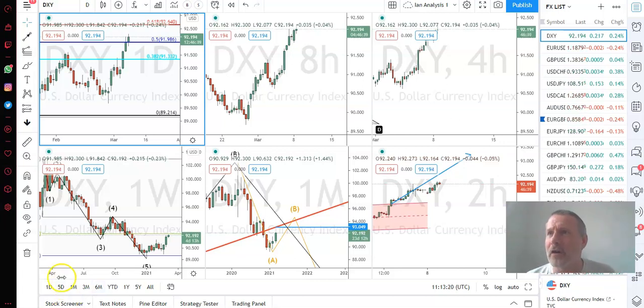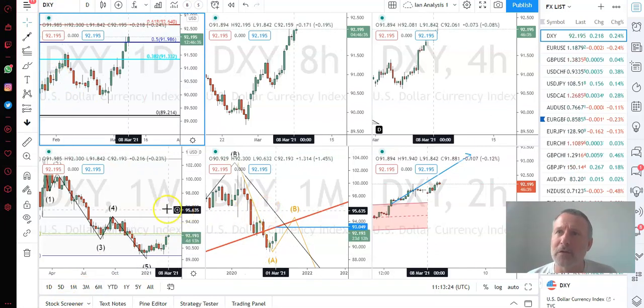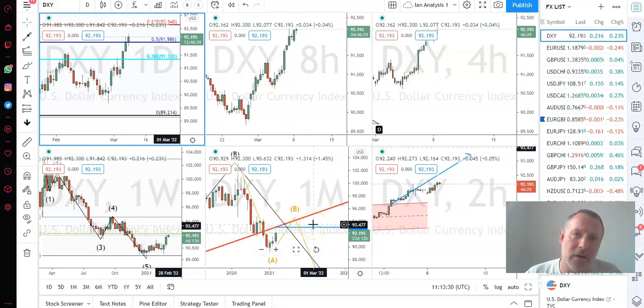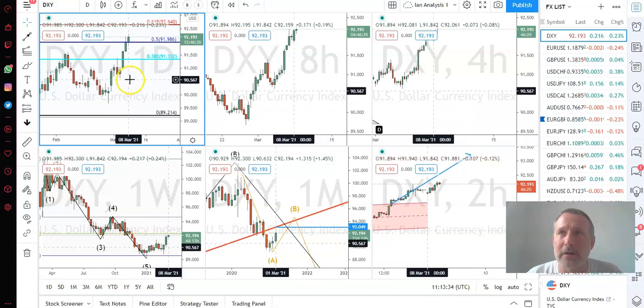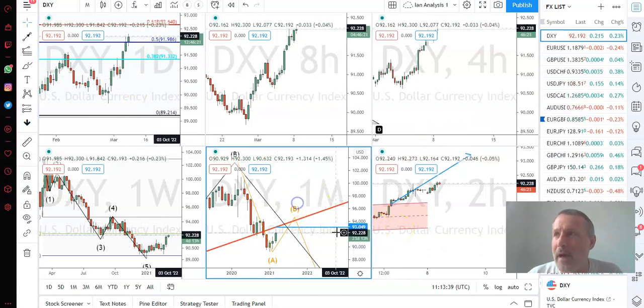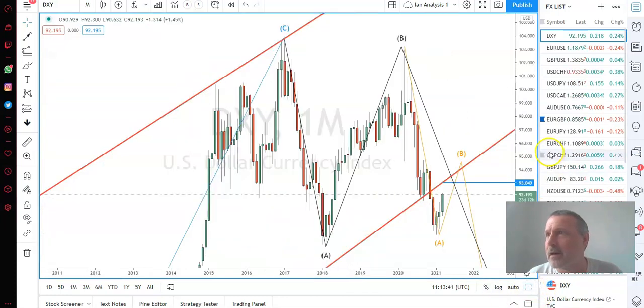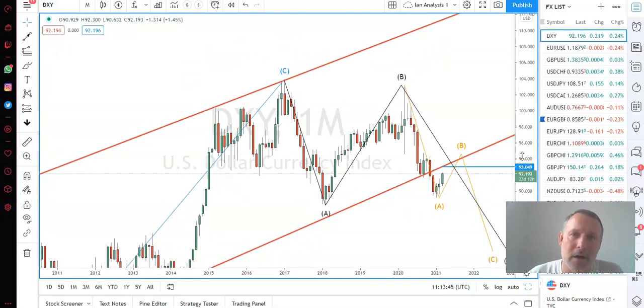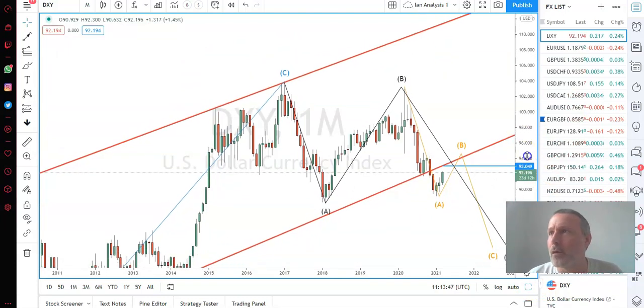So on this chart here, this is the dollar index DXY. I've got a monthly chart, weekly chart, daily chart, 8-hour, 4-hour and 2-hour. What we're going to discuss in this video is the monthly chart, weekly chart, daily chart, and actually the 2-hour chart. So where is the dollar index going, or where do we potentially think it's going over the long haul?